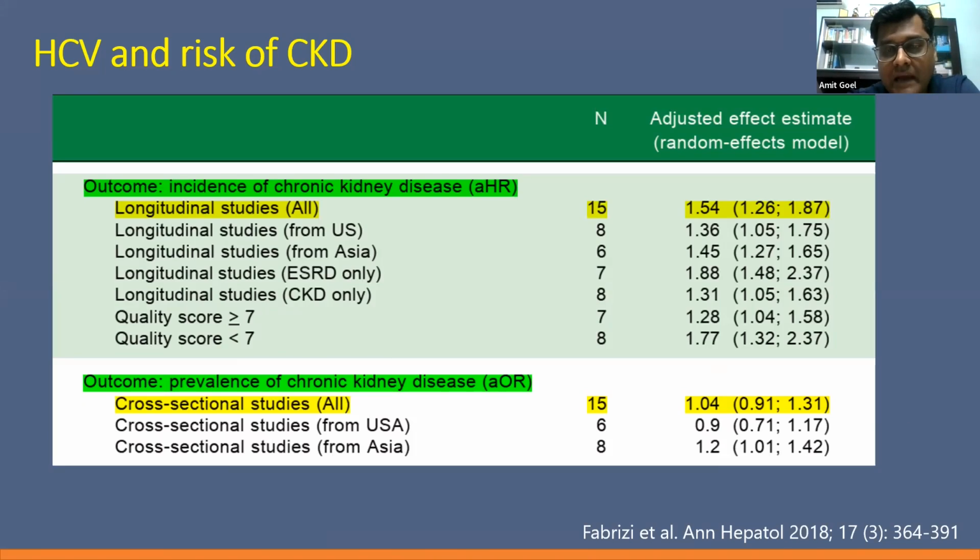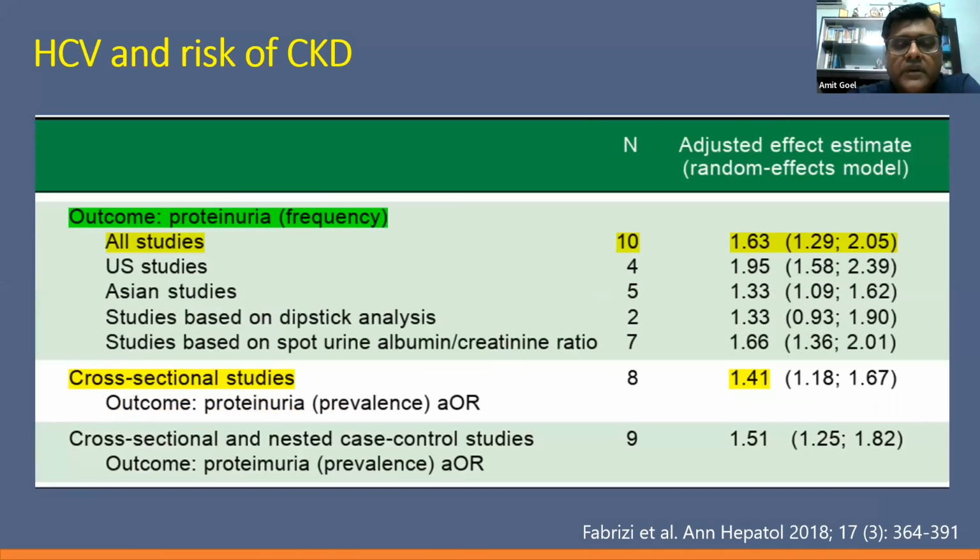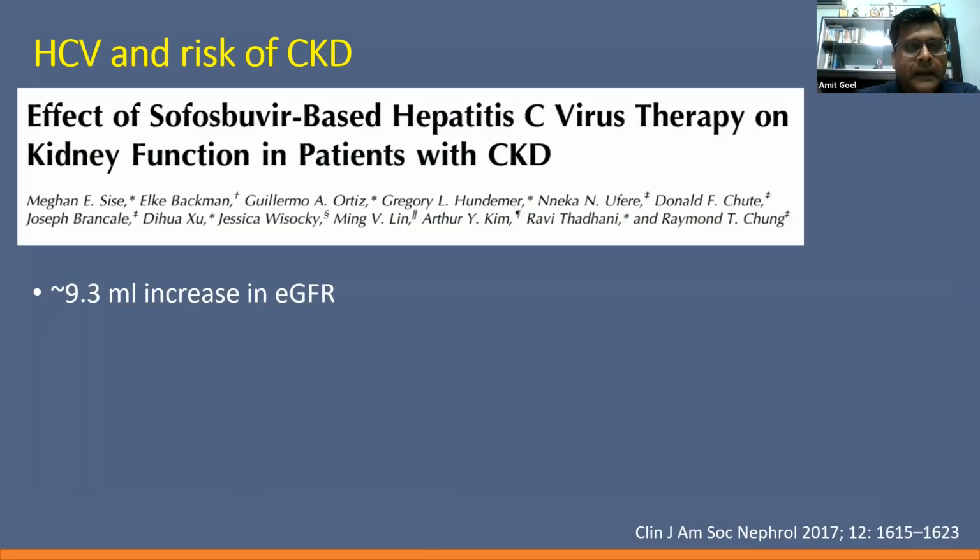Again, the same problem which we have just learned in relation to Hep B, because incidence is measured in prospective cohort studies where the data collection is better, they are better quality studies, and prevalence we are typically measuring in cross-sectional studies where there can be several confounding factors. Proteinuria was higher, and the adjusted hazard ratio was 1.63 for HCV-infected patients as compared to non-HCV positive patients.